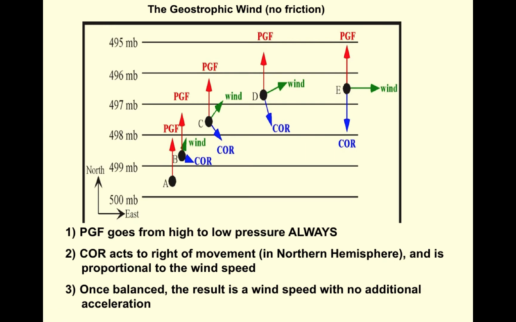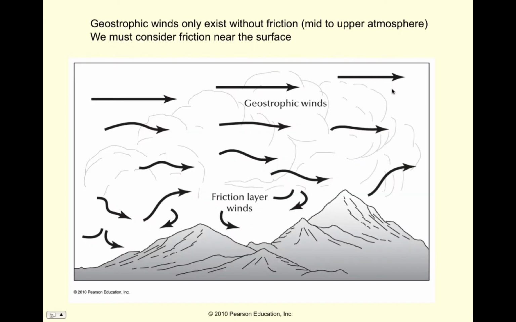So again, once balanced, the result is a wind speed with no further acceleration, a constant wind speed going parallel to the isobars. These geostrophic winds only exist without friction, so you get closer to geostrophic winds in the mid to upper atmosphere when there's less friction involved. Near the surface, friction has a say.